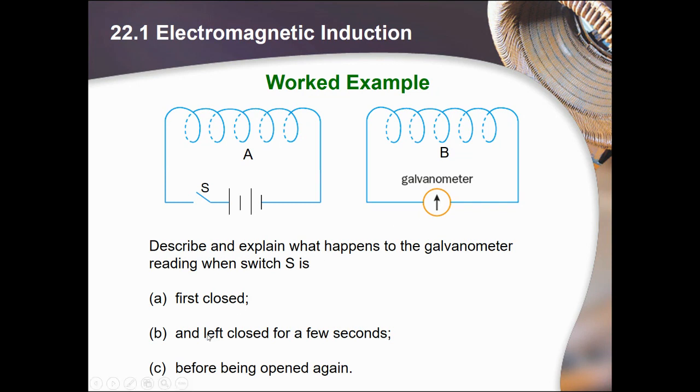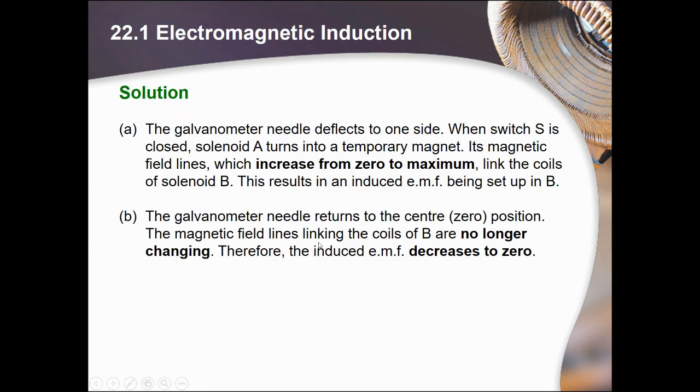Next, when the switch S is left closed for a few seconds. So first close already, then you leave it closed for a few seconds. What is going to happen next is the galvanometer needle will return to the 0 position. That means there is no induced EMF and no current. Why is that so?